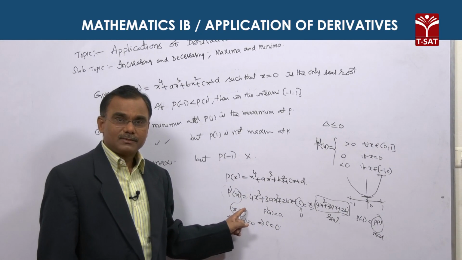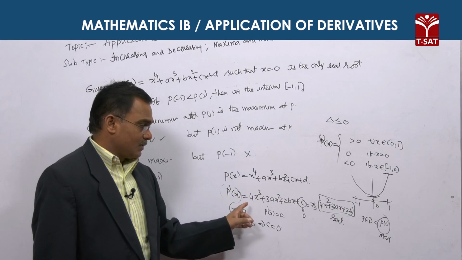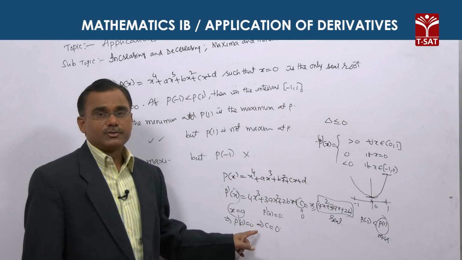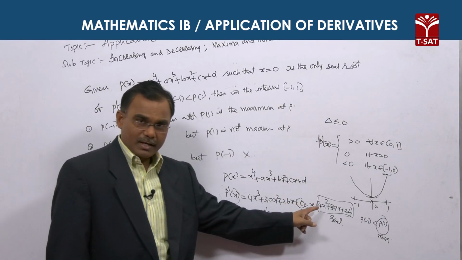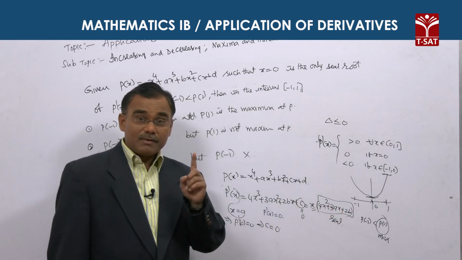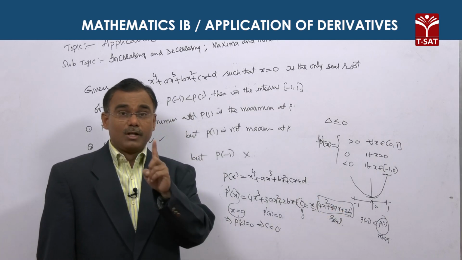First find P dash x. Since x equal 0 is a root of P dash x equal 0, simplifying we get c is equal to 0. Take x common, and we get 4x square plus 3ax plus 2b. Given one condition, P dash x has only one real root.